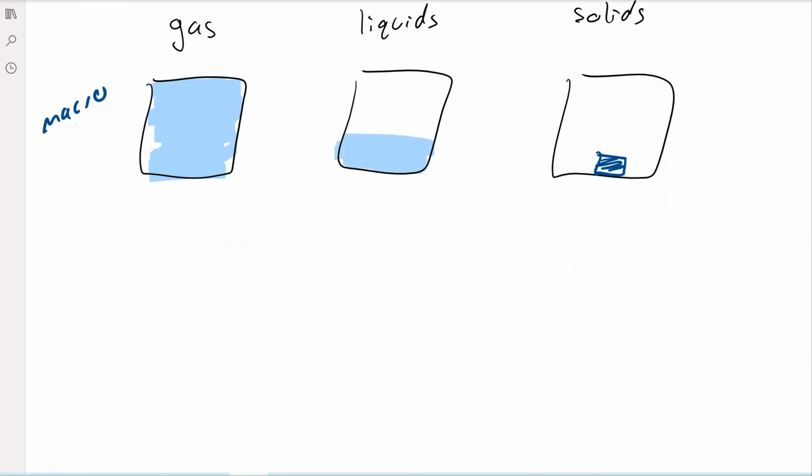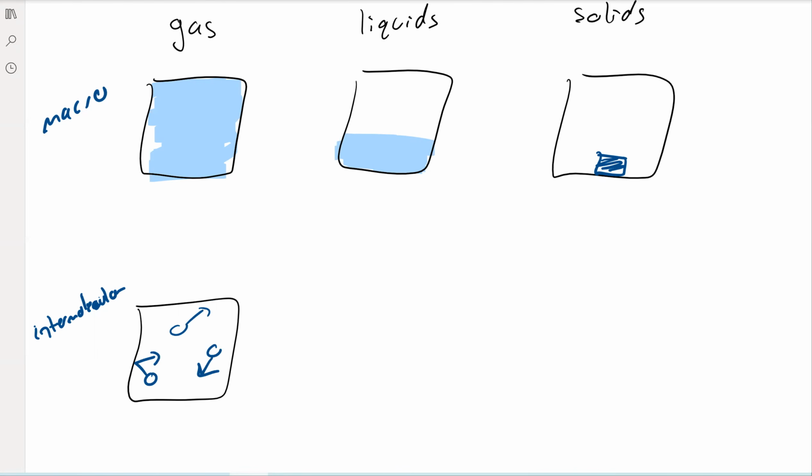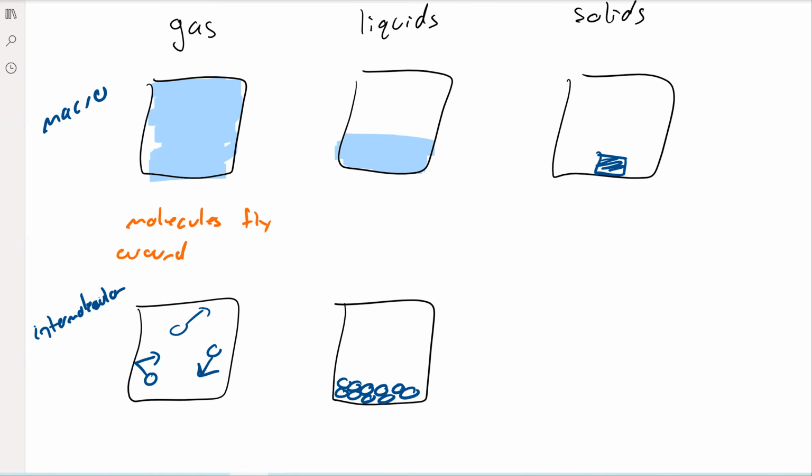And then, of course, we can think about what's happening on an intermolecular level. Right? What if we could zoom in on these and see what the molecules are doing? So in the gas ones, remember the molecules are just flying around all over the place, very far apart from one another. In a liquid, all of the molecules are in contact with one another, but they're free to roll around, right? So they can still move, but they're always in contact with one another.